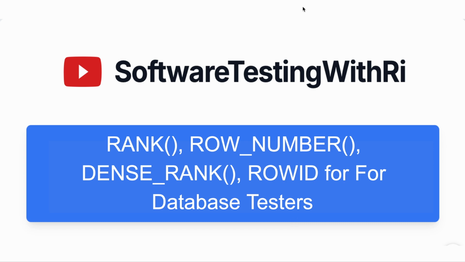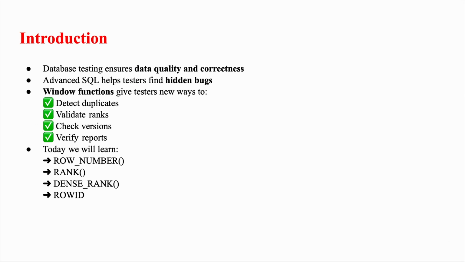Let's get started. As testers, we often test applications that store data in databases. To make sure that the app works correctly, we need to validate that the data is correct, complete and consistent. Window functions in SQL give us very powerful tools to do this. Today we'll learn 4 key functions: row number, rank, dense rank, row ID. I'll show you simple examples with it as well.